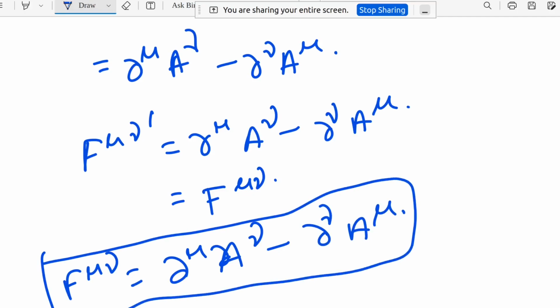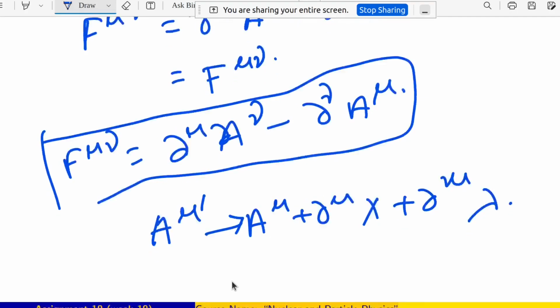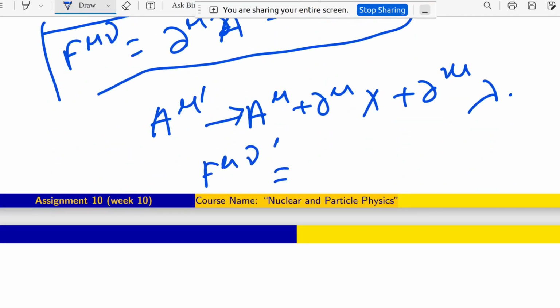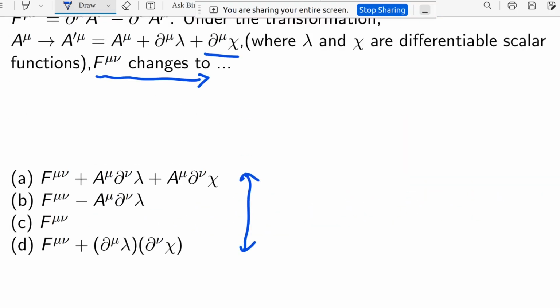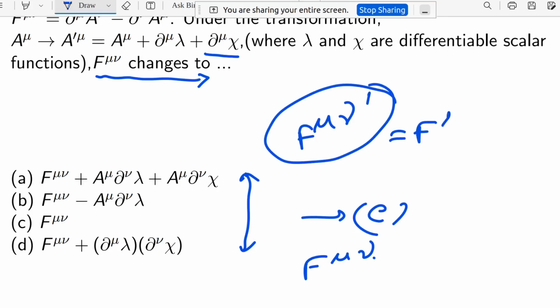So we can definitely tell that if our a mu prime is like a mu plus del mu chi plus del mu lambda, then also we can have f mu nu prime equals f mu nu. So what will be the answer for this question? The answer will be C, f mu nu. That means f mu nu changes to again f mu nu. F mu nu changes means f mu nu prime, and f mu nu prime we have calculated as f mu nu. So f mu nu prime will be f mu nu. That means our answer of that question will be C option.